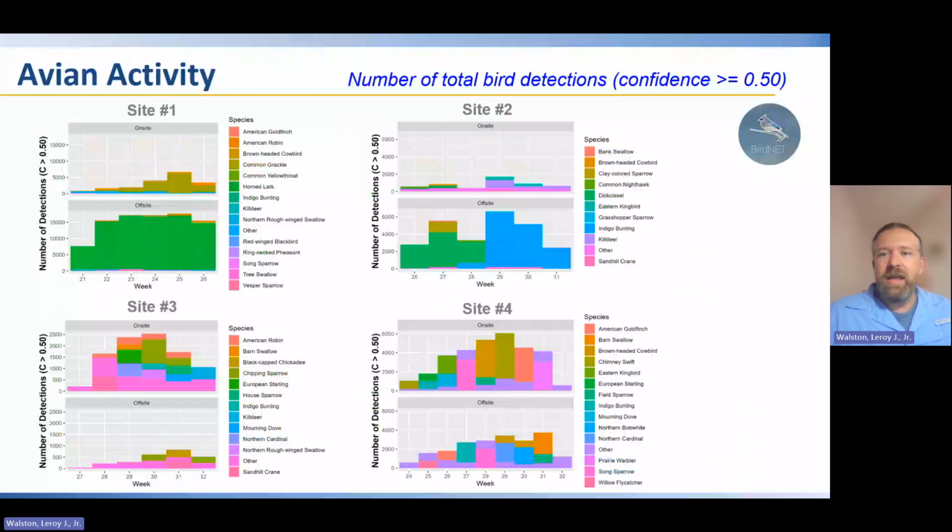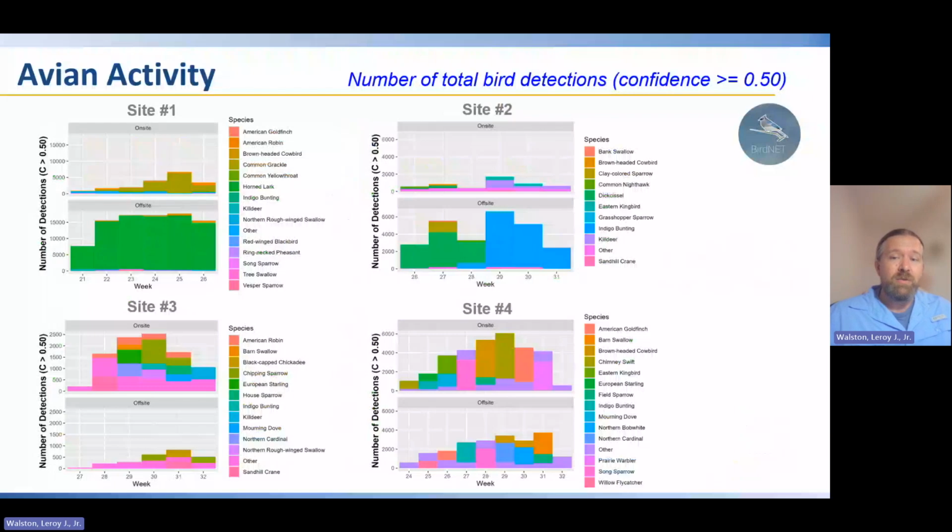Here's another way of looking at avian activity, where you can see the distribution of species that are detected, again, at or above that 50% confidence threshold. These are stacked bar charts of the total BirdNet detections each week. For each week, the top graph represents on-site activity and the bottom graph represents off-site activity.